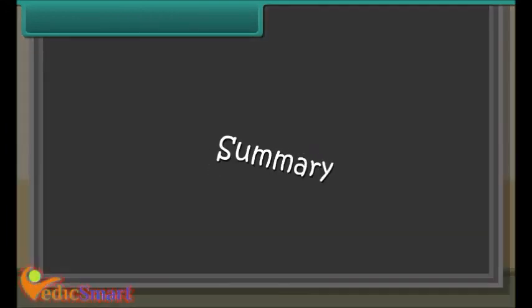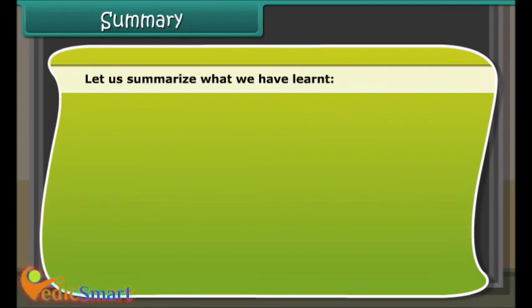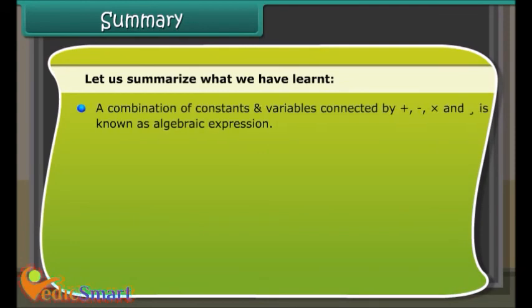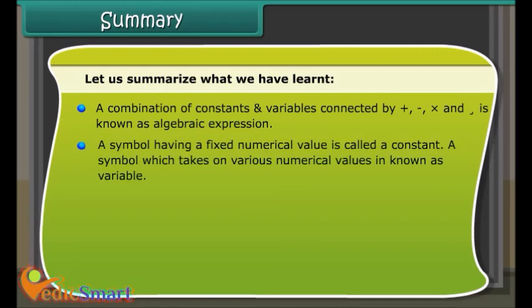Summary. Let us summarize what we have learned. A combination of constants and variables connected by plus, minus, multiplication and division is known as algebraic expression. A symbol having a fixed numerical value is called a constant. A symbol which takes on various numerical values is known as a variable.